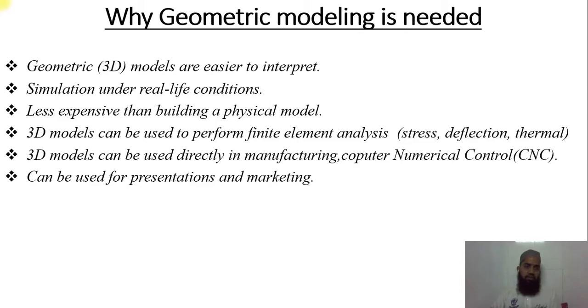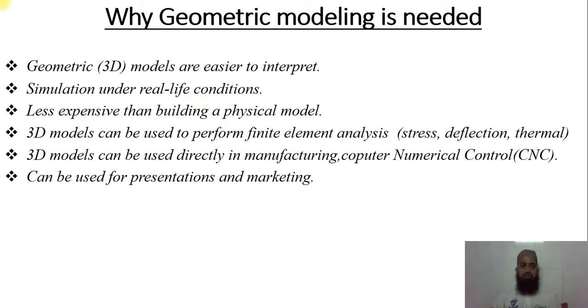First of all, why is geometric modeling needed? What is the requirement? Why do we require geometric modeling? The first point: geometric models are easier to interpret. Interpretation by use of geometric modeling is easy compared to the other methods. That's why we always require geometric modeling. Simulation under real life conditions is only possible by geometric modeling, with ease of action.